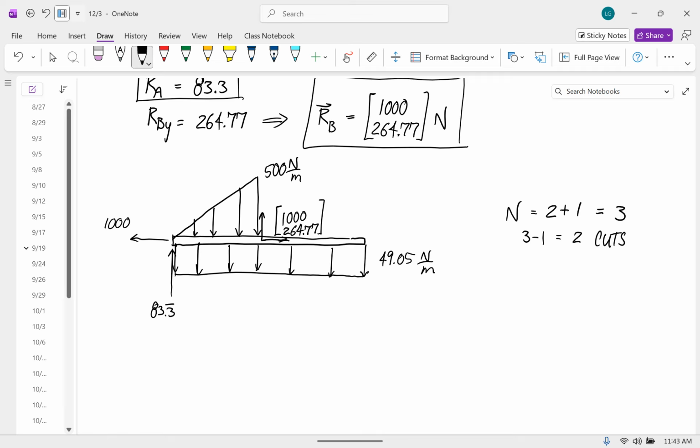Professor, if our distributed load, instead of it being half, was like a third or a quarter, then we would also need to make a cut where that ends? Yep, that's right.